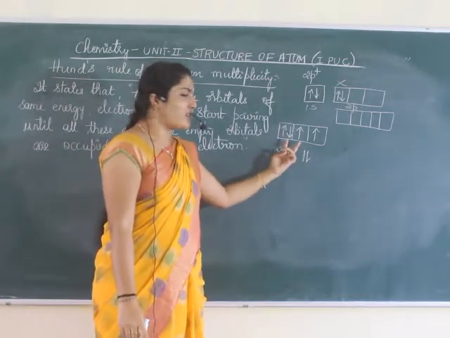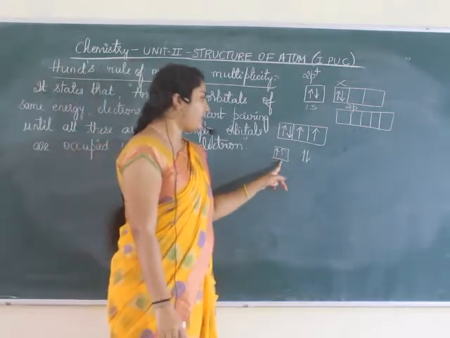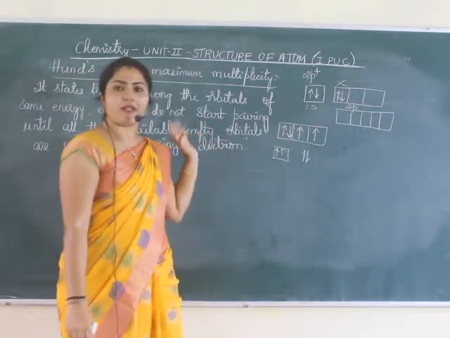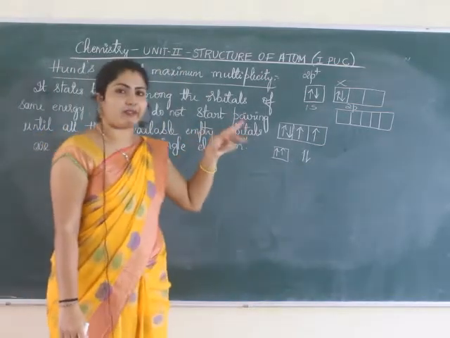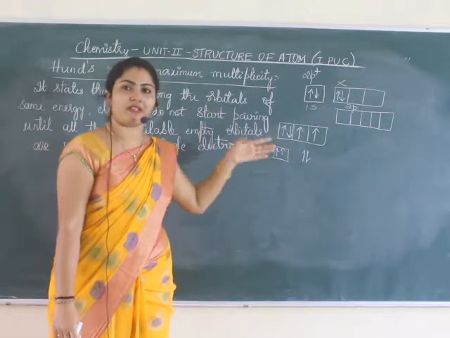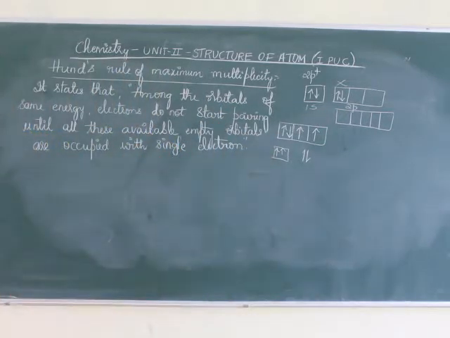However, this is mentioned in your text, so not to get confused, I have written that. And the next principle that you have to remember is Hund's rule of maximum multiplicity, where first you have to fill the electrons. One single electron must fill the orbitals, and then the pairing will take place. We will start writing electronic configuration.